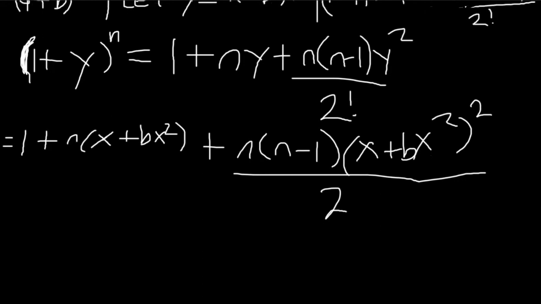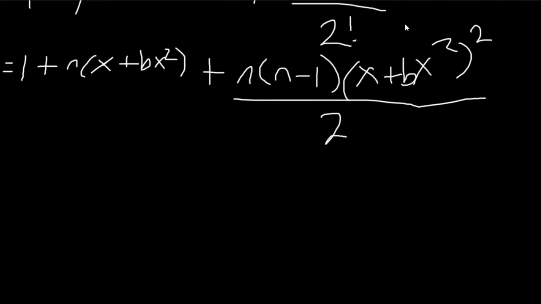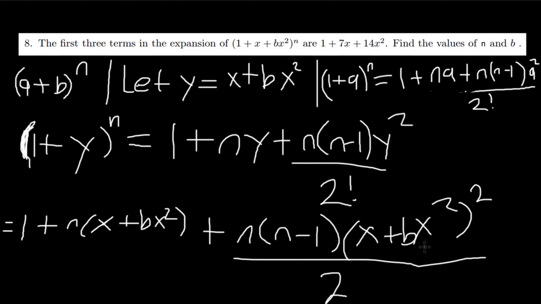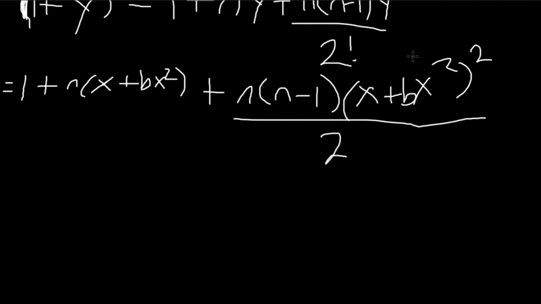So from there we can expand this now. (x + bx²) to the power 2. When you expand that, you discover that the only term that we want there is x². We only need x², because what we've been given here as our first three terms is just going up to x². So after expanding this, we only need to get x and x².